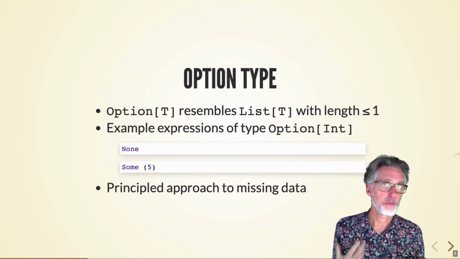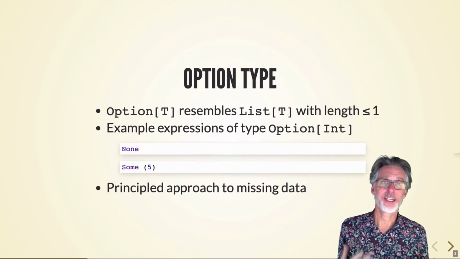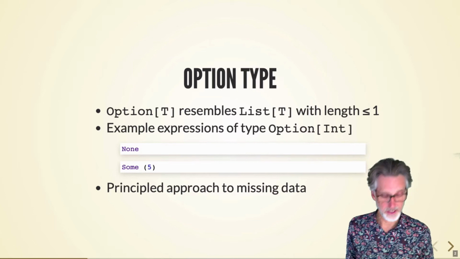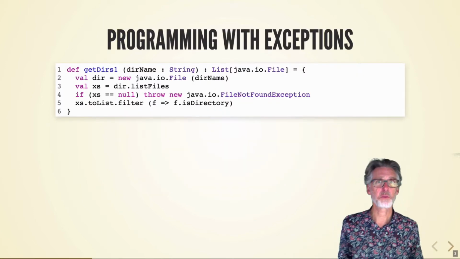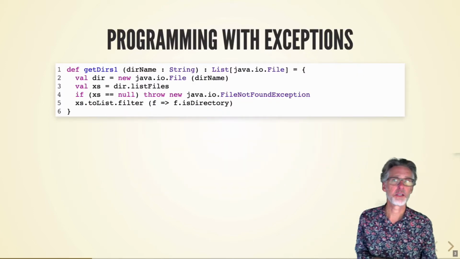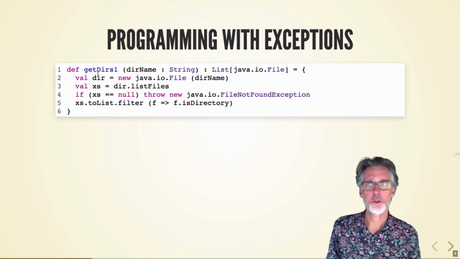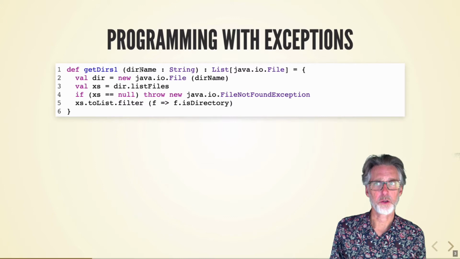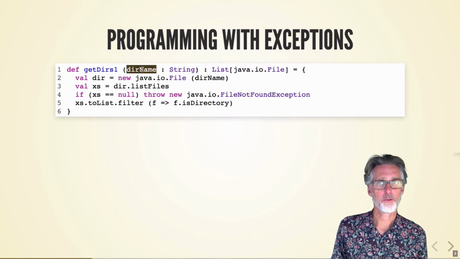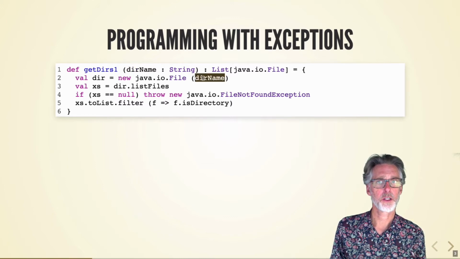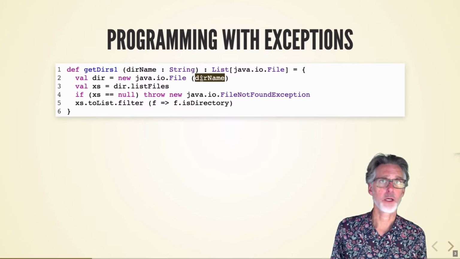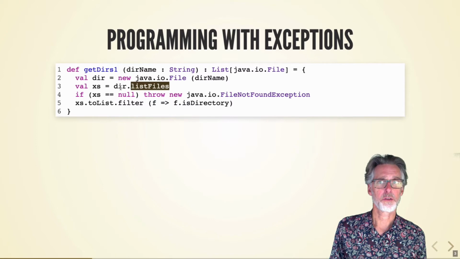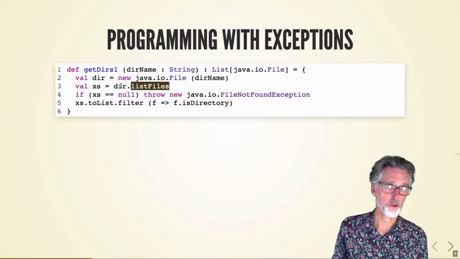Often when we think about missing data, we think first of exceptions. And exceptions are sometimes a really great choice. Let's look at some code programming with exceptions. And this code is going to get a directory using a string. So given a string for a dir name, we're going to go to the file system and try and find a file with that name, and then get the list of files from that corresponding structure.